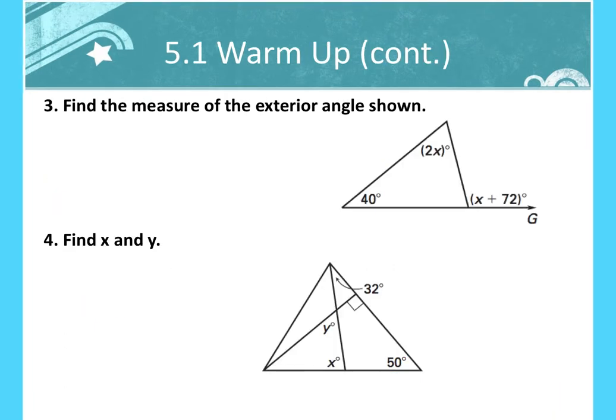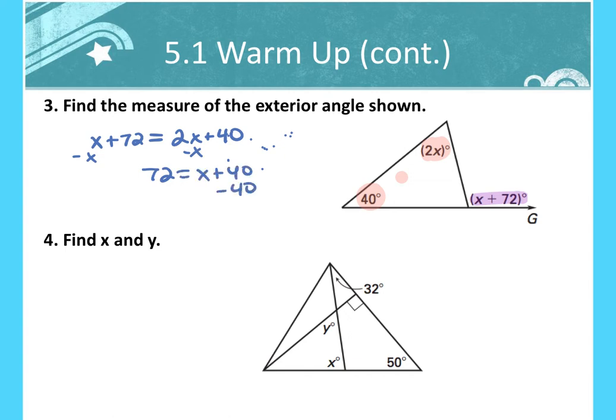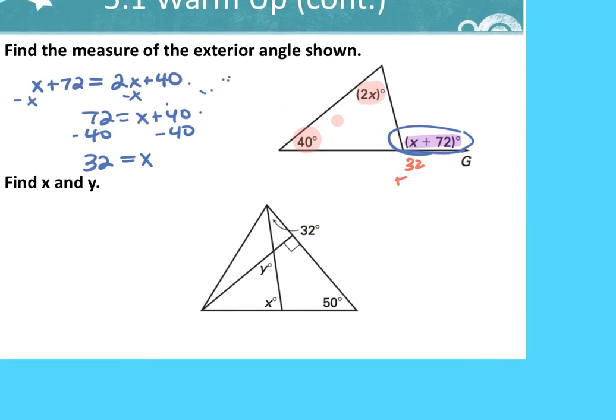Number 3 says find the measure of the exterior angle shown. So we know that the exterior angle equals the sum of the 2 remote interior or non-adjacent interior angles. So x plus 72 would equal 2x plus 40. Subtract the x. 72 equals x plus 40. Subtract the 40. And x is 32. But it wants the exterior angle, so we're going to take that 32 and add 72 to it, and I get 104 degrees, which is what this is looking for.